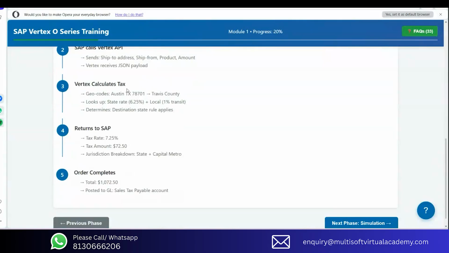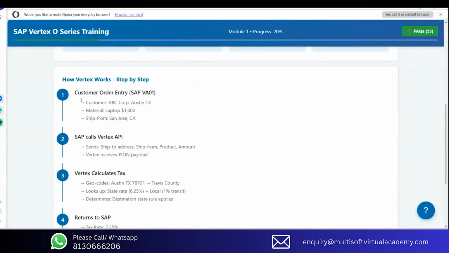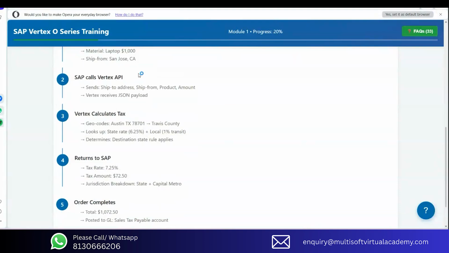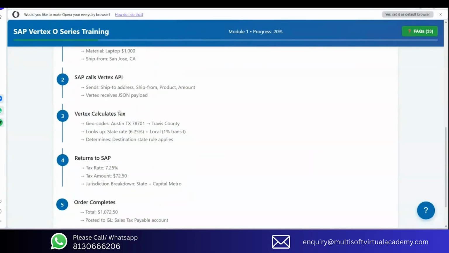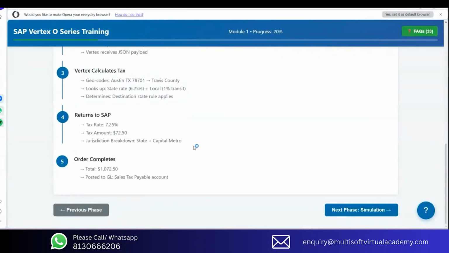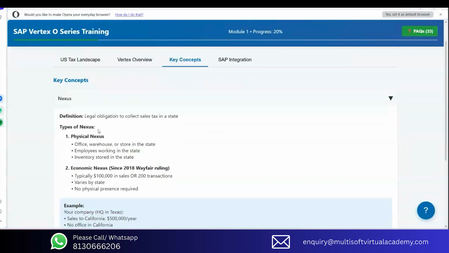Then the Vertex calculation. What happened? First, you are entering the order. Then SAP calls the Vertex API, which means once the API is passed, SAP has all the access, whatever the information is there. Then Vertex calculates the tax based on your customer order, where you already gave the input: material, which place. Based on this, Vertex calculates the tax, then it returns to SAP. Then the order completes and the entry is posted into GL. Now, nexus.